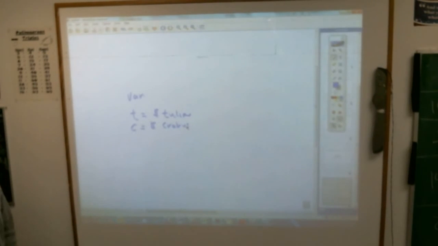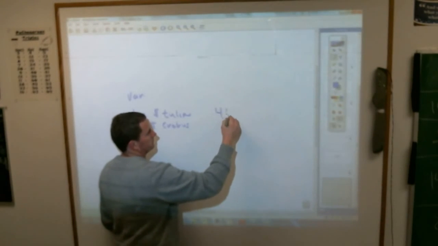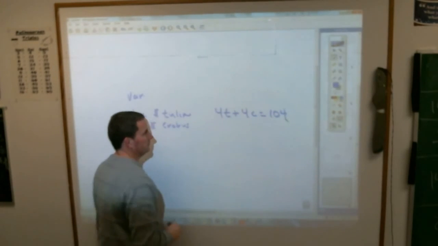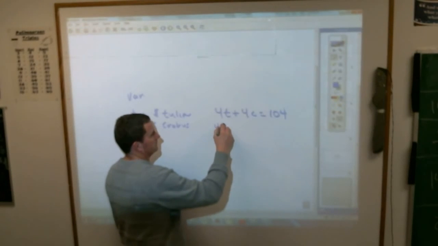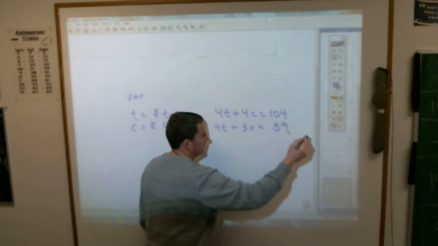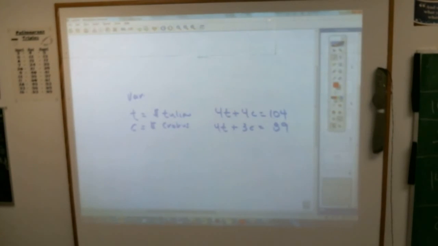So then my two equations are going to end up what? It says 4 of tulips and 4 of crocus is how much? 4 tulips, 4 crocus is $104. Stop me if that doesn't make sense because it says it right there. The second one says 4 of tulips and 3 of crocus is $89. Logically, you could probably figure out what the cost is, but hey, let's just figure it out.